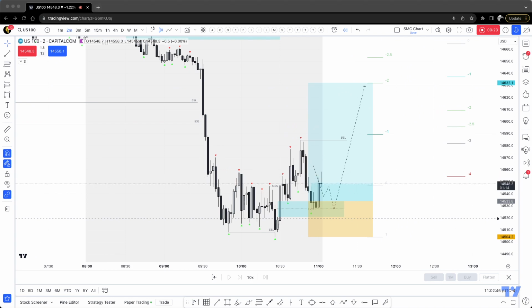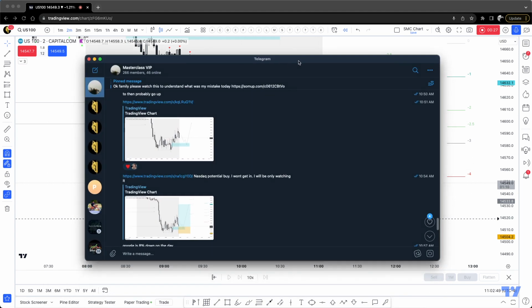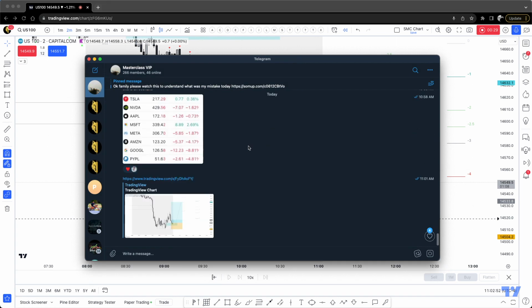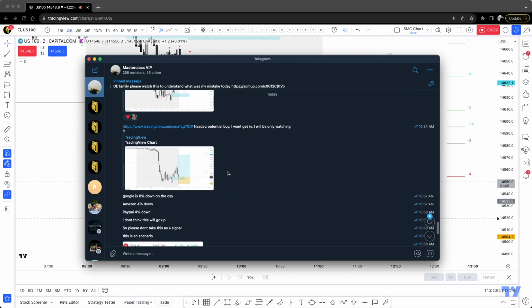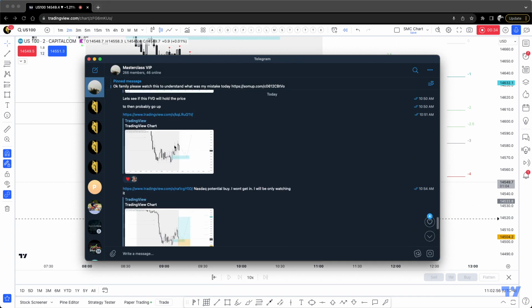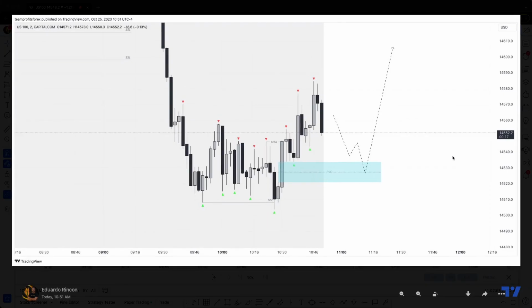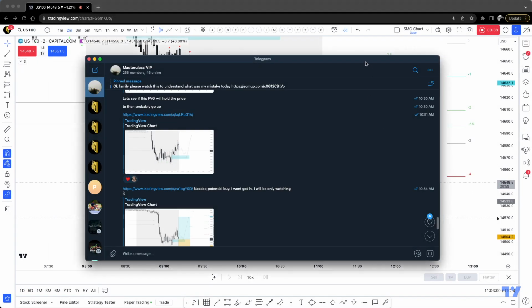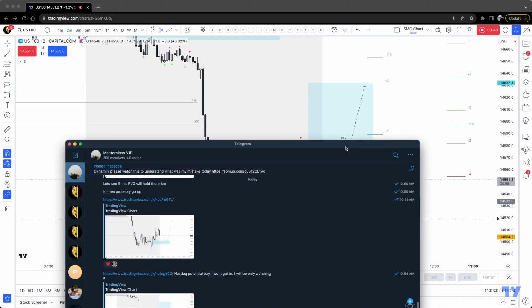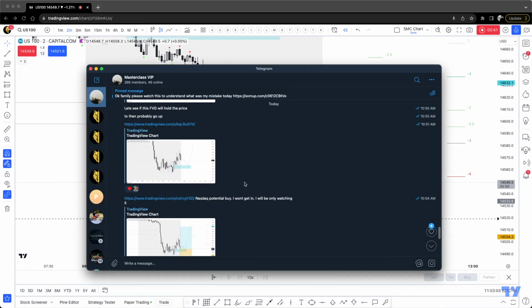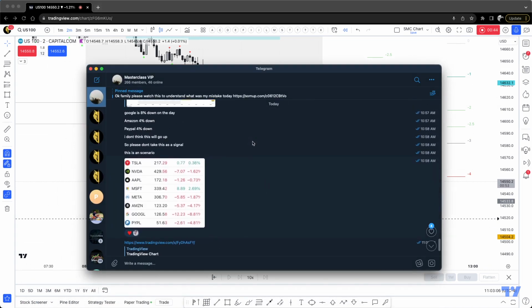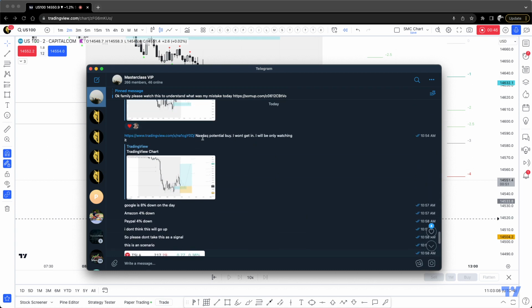This is the current one that we're having. Although I did not get in, I told my team that I'm not taking that trade. I'm more than satisfied already. So this is actually the actual setup, this recent setup that we're currently in move right here, that one right there, right? But I said, guys, I won't take any buys. I won't take the Nasdaq potential buy. I won't get in. I will be only watching it.